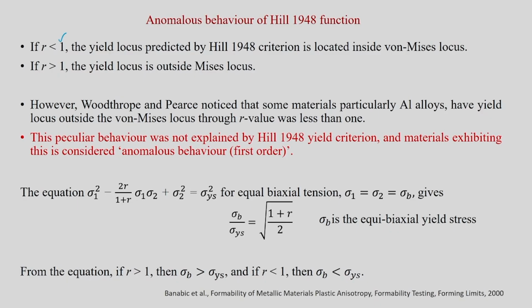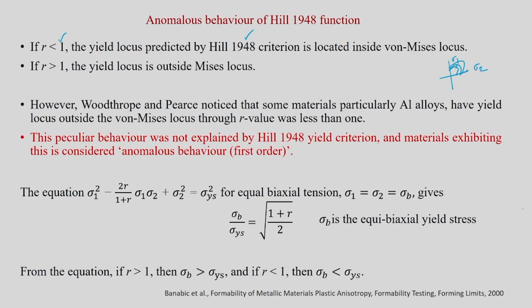Suppose R is equal to 1, if you plot sigma 1, sigma 2, and R is equal to 1. Then if R is less than 1, your yield locus given by Hill 1948 is inside this, something like this. And if R is greater than 1, the yield locus would be outside, it goes out like this. That is what is generally observed with the Hill 1948 yield function.